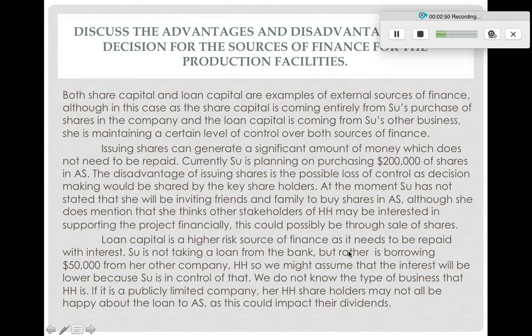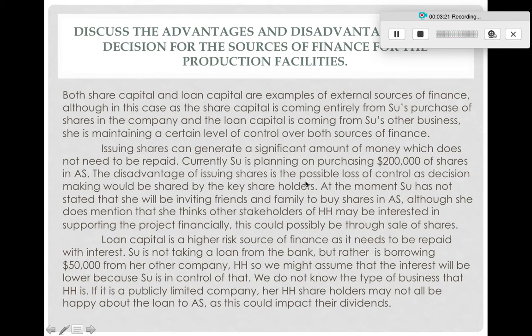Loan capital is a slightly higher risk source of finance as it needs to be repaid with interest. Sue is not taking a loan from a bank, but rather is borrowing $50,000 from her other company, HH. So we might assume that the interest would be lower because Sue is in control of that. We don't know the type of business that HH is. If it's a publicly limited company, her HH shareholders might not be happy about the loan to AS, as this could impact their dividends.